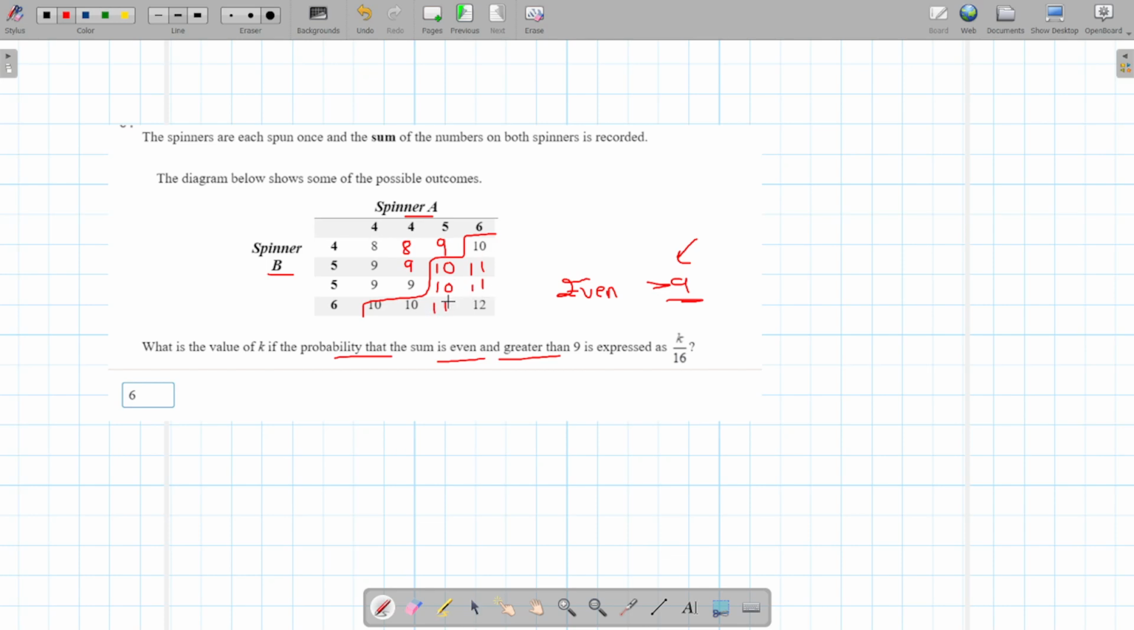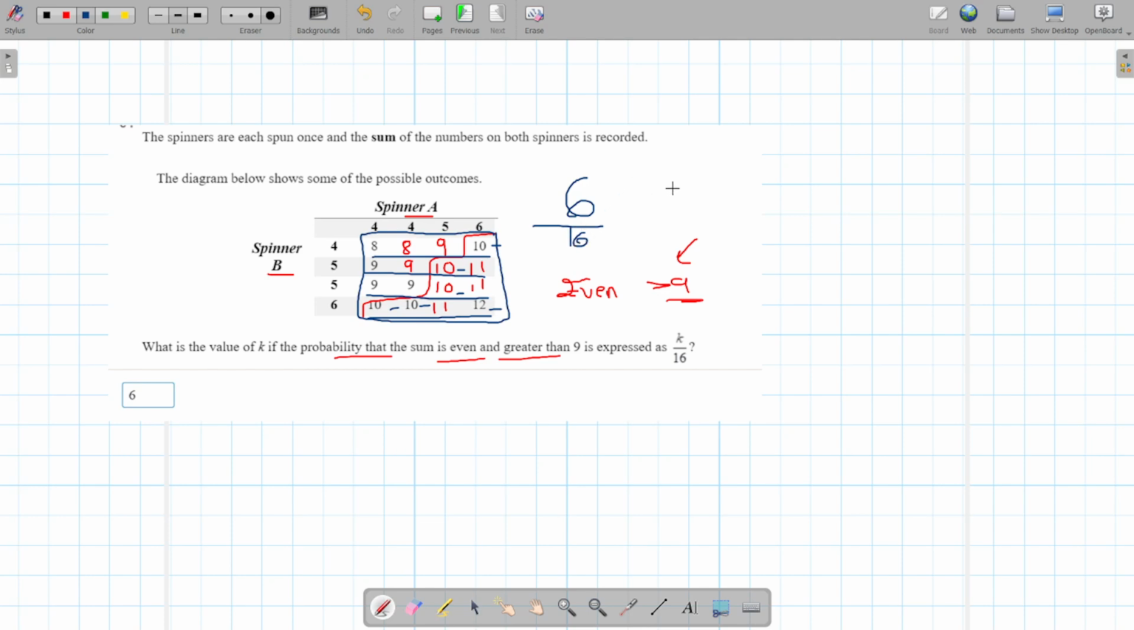Which one of these are even? You have to check them one by one. This 10 is even, 10 is even, 10 is even, 12 is even, 10 is even, 10 is even. How many numbers is that? That's 6. 6 out of how many sums are we looking at? We're looking at 4, 8, 12, 16 total sums. 16 total sums. So 6 over 16.